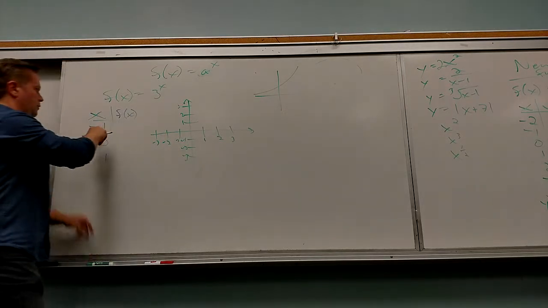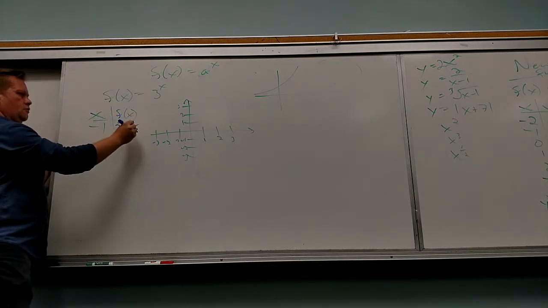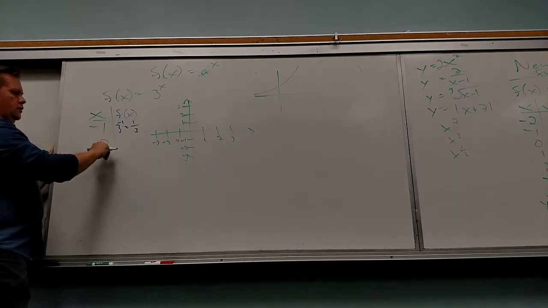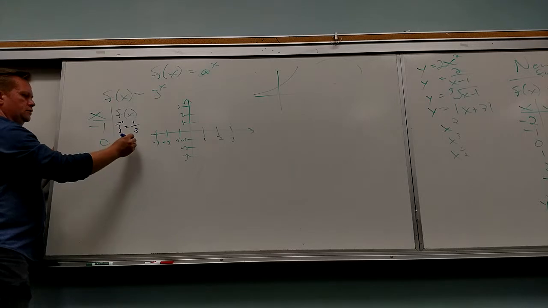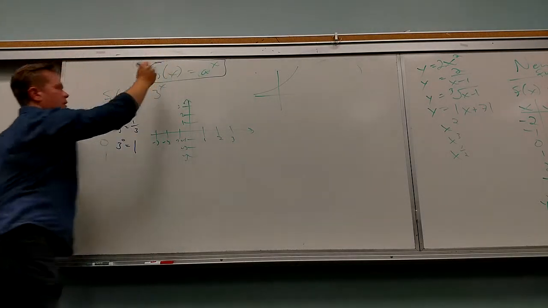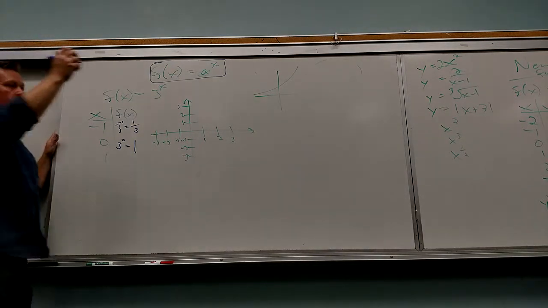Alright, so when I put a negative 1 in, what do you guys get? Yeah, 1/3. For x equals 0, of course, it's 1. So everything that looks like this is going to have a y-intercept of (0, 1). It's kind of nifty.